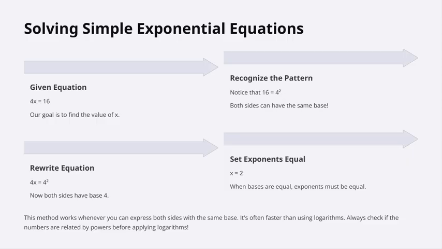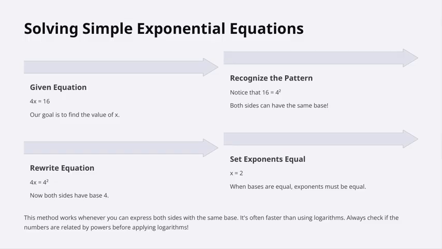Let's look at solving a simple exponential equation. Our starting point is the equation 4^x equals 16. Our goal here is to find out what value of x makes this true. The first key point is to recognize a pattern. Notice that 16 can be written as 4 squared, or 4 to the power of 2. When we see that, it gives us a useful clue. Both sides of the equation now have the same base, which is 4.